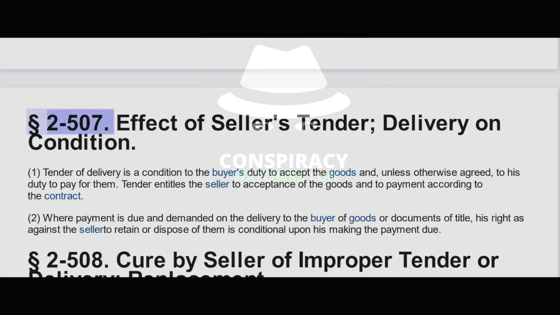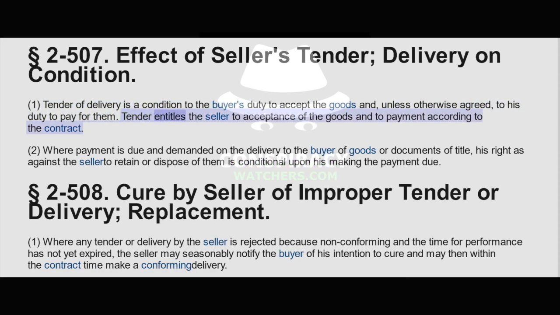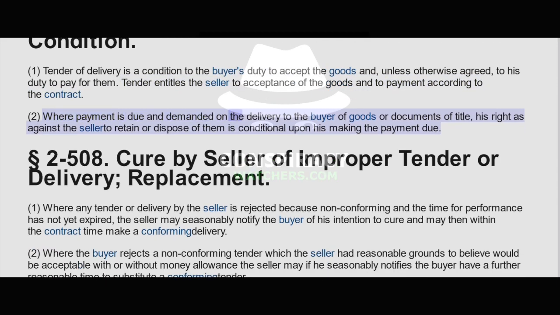Section 2-507. Effect of seller's tender; delivery on condition. (1) Tender of delivery is a condition to the buyer's duty to accept the goods and, unless otherwise agreed, to his duty to pay for them. Tender entitles the seller to acceptance of the goods and to payment according to the contract. (2) Where payment is due and demanded on the delivery to the buyer of goods or documents of title, his right as against the seller to retain or dispose of them is conditional upon his making the payment due.